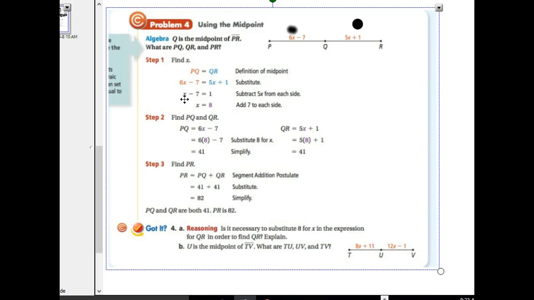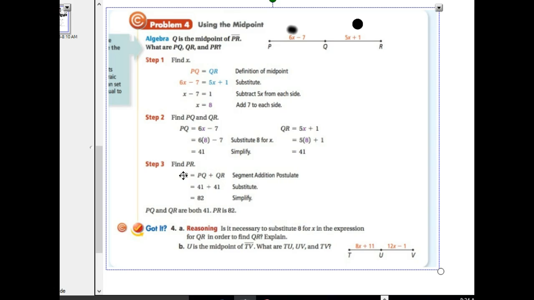Now in step number 2, if I add the 7 over to this side, that's where I end up with 8. So x ends up being 8. Now, to find PQ, you can substitute into the 6x minus 7, which is what PQ is. You can substitute the 8 in there, and that becomes 48 minus 7, or what we know of as 41. Now, because we know that they are the same, we know that PR is going to be the same length as well.